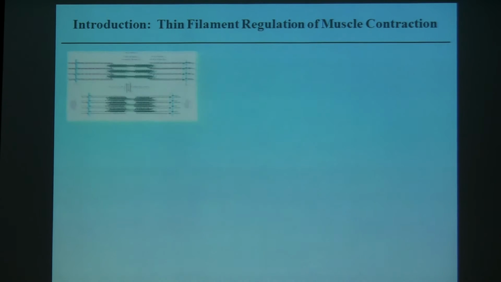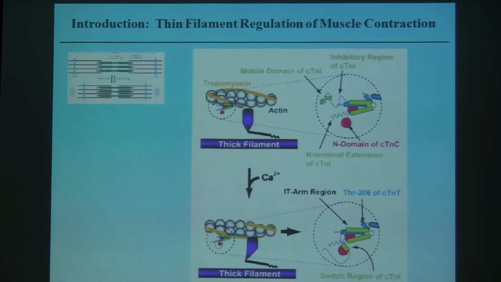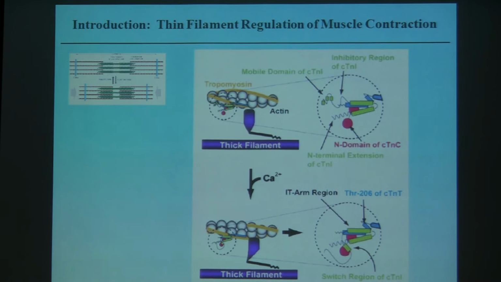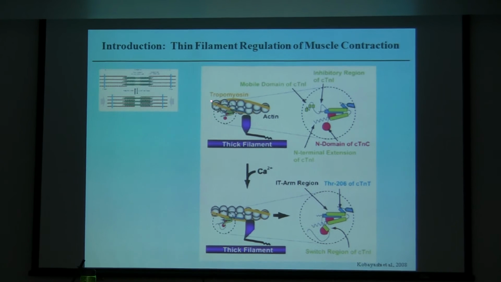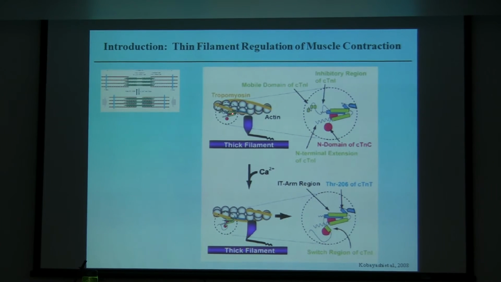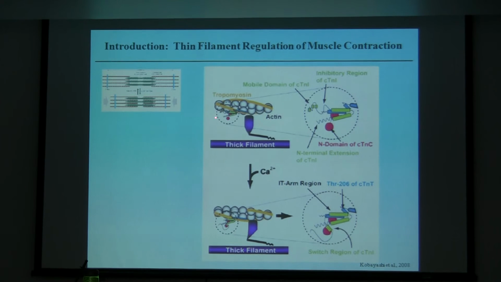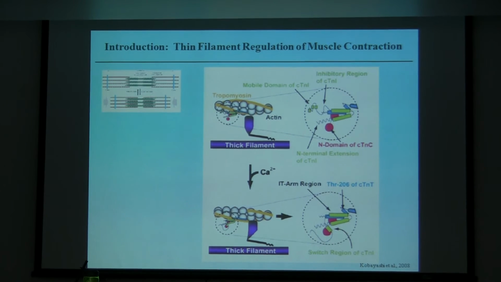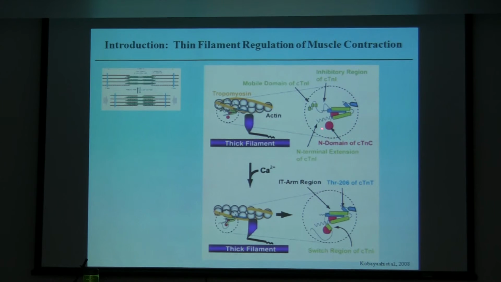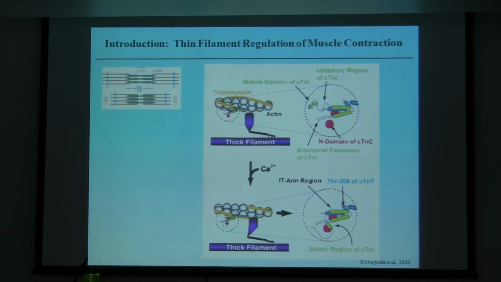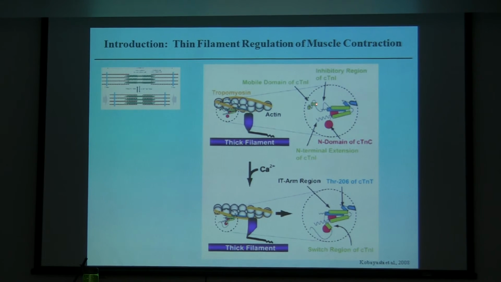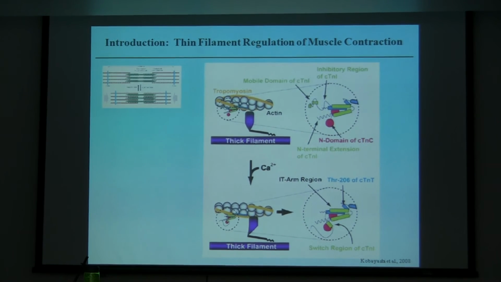In more detail, the thin filament is actually composed of several interacting proteins, including actin, depicted here as the gray spheres, the flexible coiled protein tropomyosin, shown in orange, which winds around actin, and also troponin, which actually consists of three subunits: cardiac TNC, shown in red, which binds calcium; cardiac troponin I, shown in green, which inhibits actomyosin ATPase; and cardiac TNT, shown in blue, which anchors this whole troponin complex to the tropomyosin actin backbone.